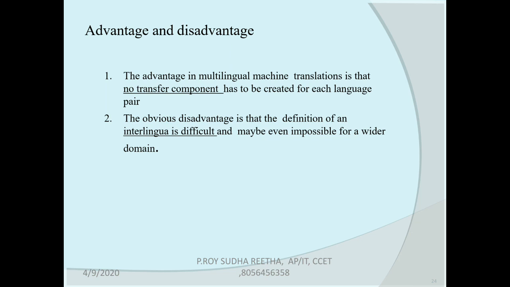The advantage of this interlingual machine translation is that no transfer component needs to be created for each language. Whenever we see another type of machine translation, we need a separate transfer component to convert from one stage to another, and here we don't use a separate transfer component. It also has a disadvantage: the conversion to an intermediate or interlingual state is somewhat difficult.